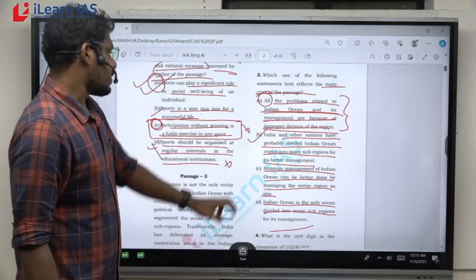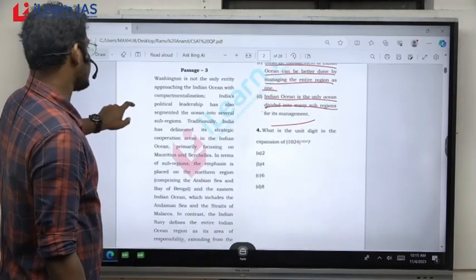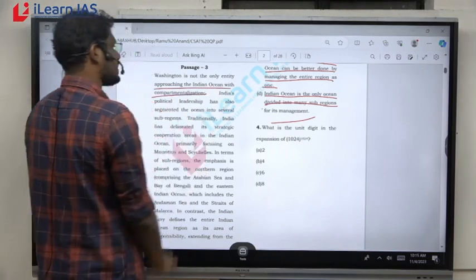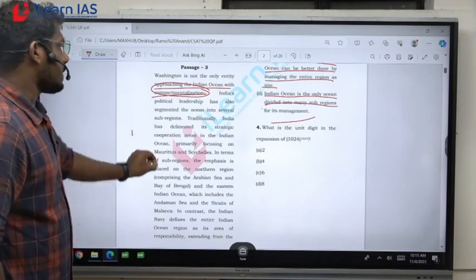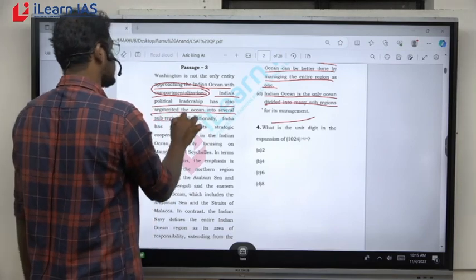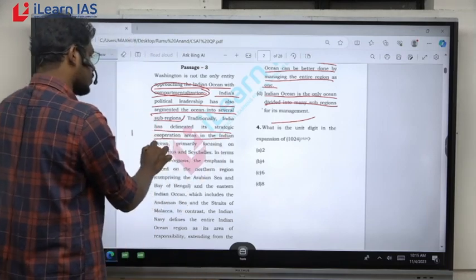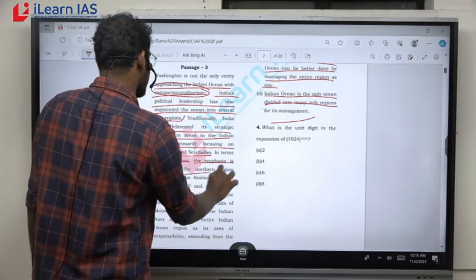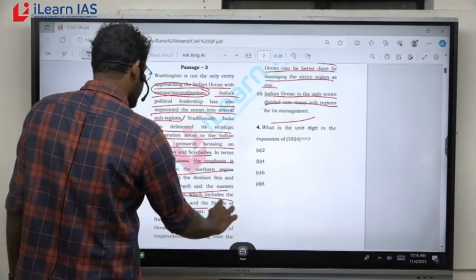Okay, then we are left with options B, C and D. Now let's go back to the passage. The passage says, Washington is not the only entity approaching the Indian Ocean with compartmentalization. So the passage specifically deals with the compartmentalization of the Indian Ocean region. India's political leadership has also segmented the ocean into several subregions. Traditionally, India has delineated its strategic cooperation areas in the Indian Ocean, primarily focusing on Mauritius and Seychelles. In terms of subregions, the emphasis is placed on the northern region comprising the Arabian Sea and Bay of Bengal, and the eastern Indian Ocean, which includes the Andaman Sea and the Strait of Malacca.